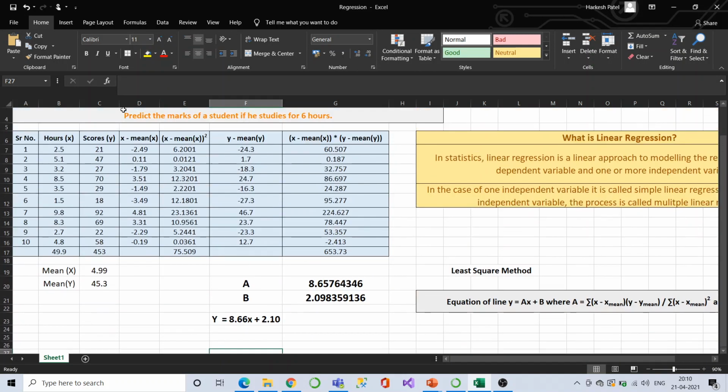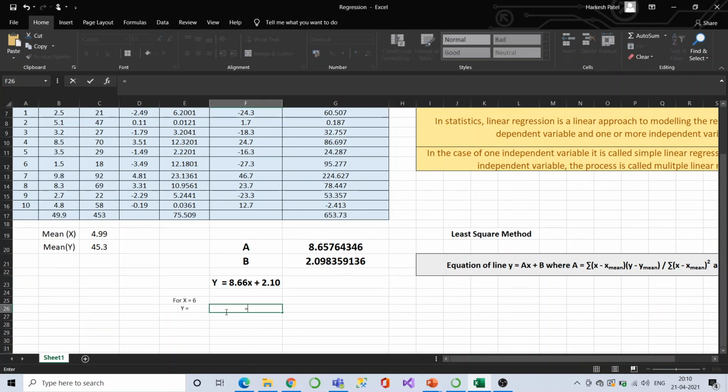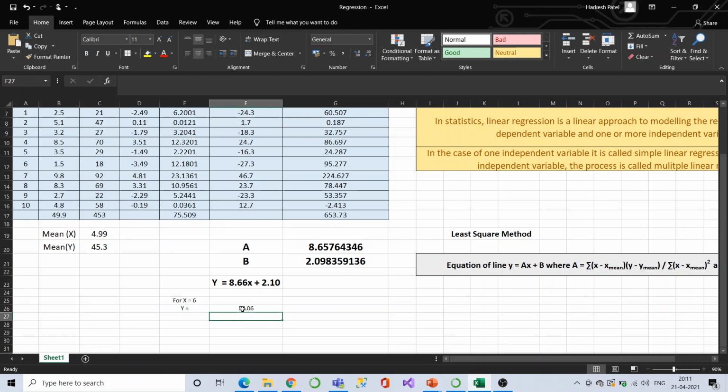Okay, so now we need to find the marks of a student if he studies for 6 hours. So if he's studying for 6 hours, we have our x is 6. So for x is equal to 6, our y would be 8.66 into 6 plus 2.10. So it would be 54.06.